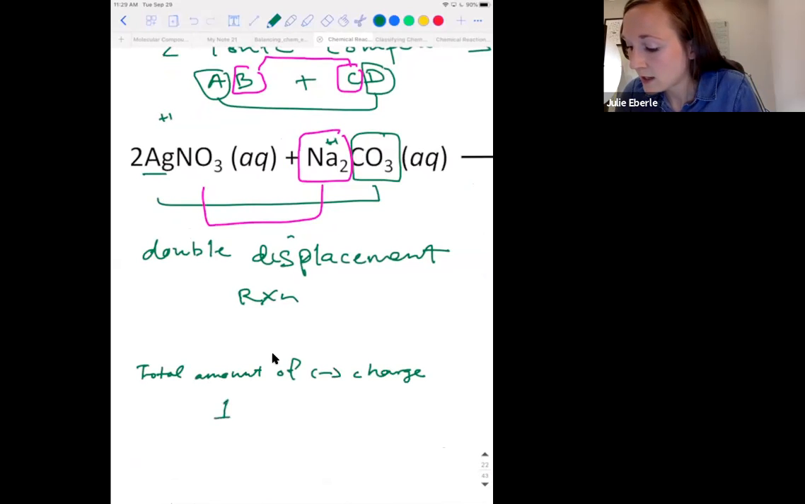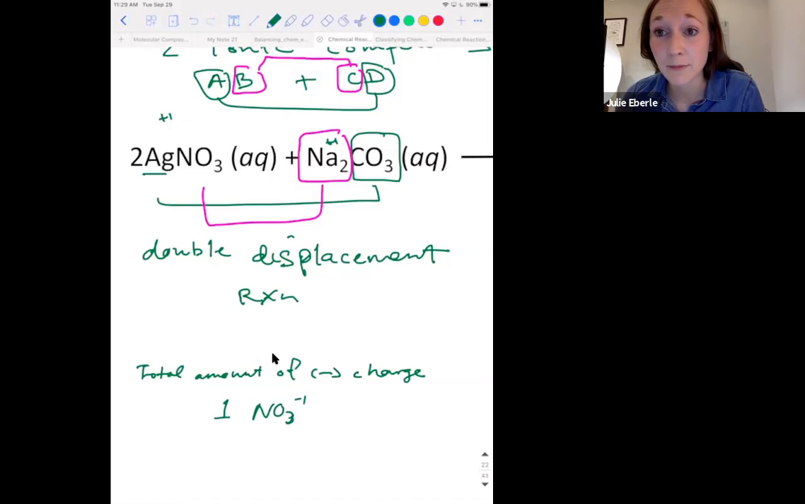Well, we have 1 NO3, and it has a -1 charge. How do I know? That's one thing I asked you guys to memorize, your polyatomic ions. That's one of the polyatomics I asked you to memorize. So if you need to go back and work on that, this is something you should know. So a nitrate has a minus, and you still have your chart of polyatomic ions, okay? So you can always look at a chart.